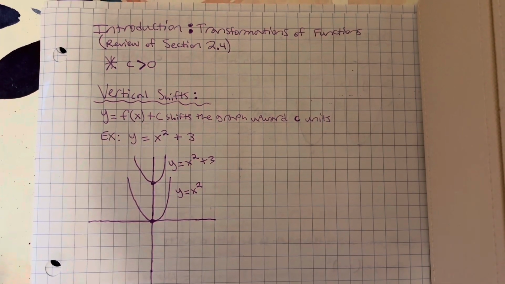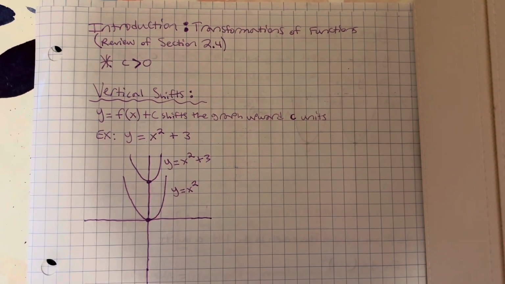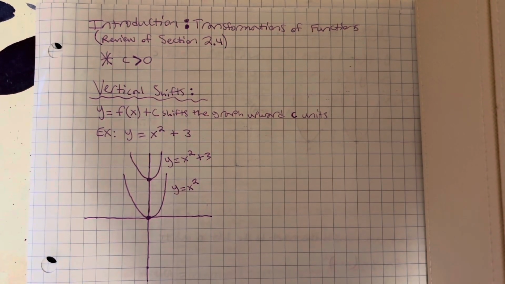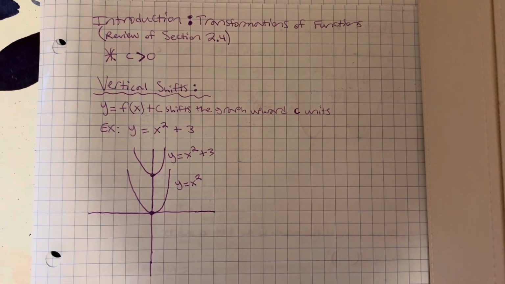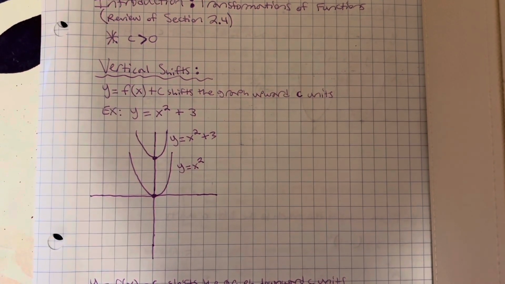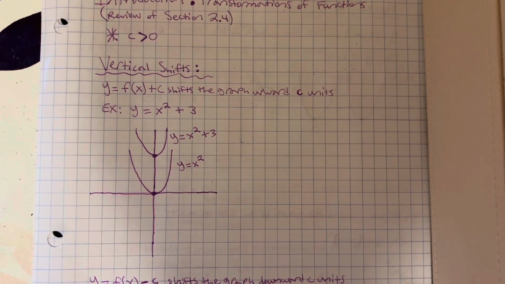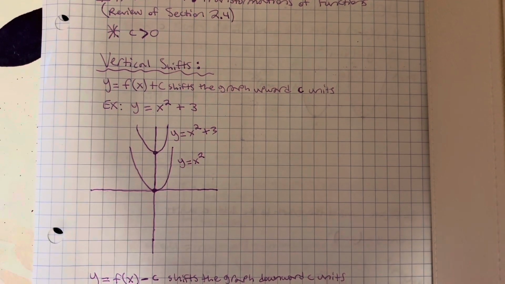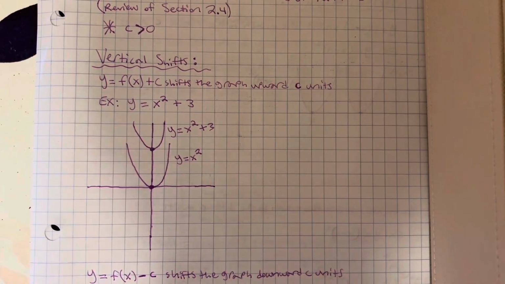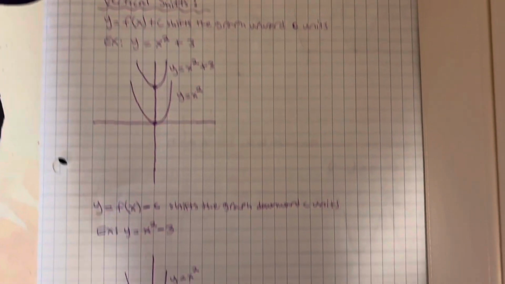If c is greater than 0, y equals f of x plus c shifts the graph upward c units. Here's an example: y equals x squared plus 3. We can look at the parent function, which is y equals x squared, and it shifts upward 3 units, making it y equals x squared plus 3.